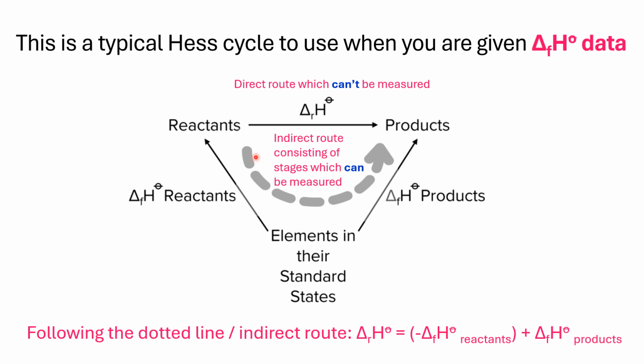So if you follow the dotted line as your direction of travel through your indirect route, you'll notice that the direction of travel going downwards is actually in the opposite direction to the enthalpy arrow pointing up. So therefore you put a minus in front of delta FH for the reactants, which would be this value here. The dotted line is going in the same direction as the enthalpy arrow on the right, which is the delta FH for the products. So you keep that the way it is, you just add them up, no switching around of the sign.